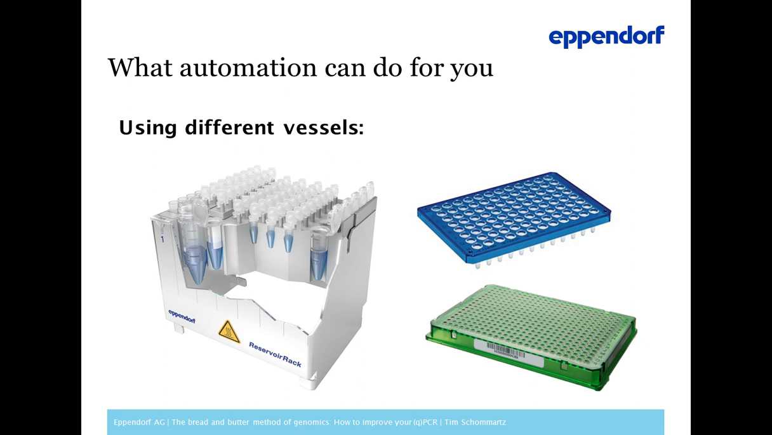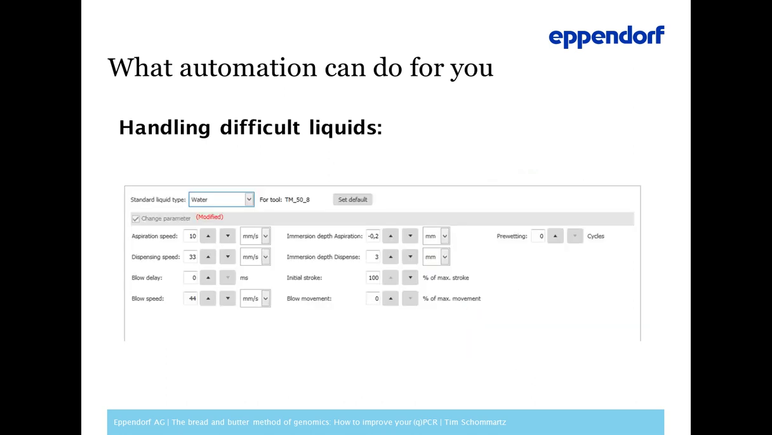So the Eppendorf automation solutions are capable of using different types of vessels, and this is really important because most likely, if you consider automation, you would stick with the system, with the plastics and with the reagents that you already have. So you can see here on the left-hand side that there are special reservoirs which account for different size tubes: 5 milliliter tubes, 1.5 milliliter tubes, 8 strips. So you can handle several 8 strips at the same time. But of course, automation also works in a plate format, may it be 96 well plates or 384 well plates.